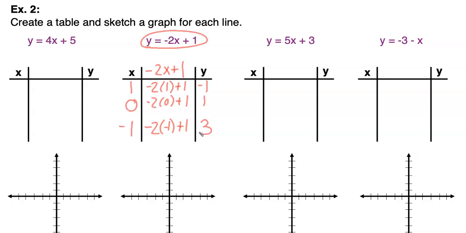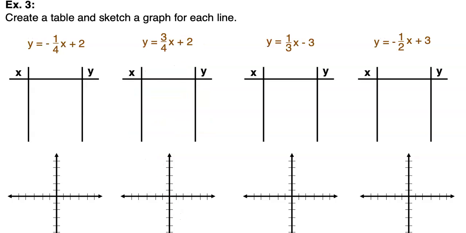So I'm going to graph those. 1, -1 would be here. 0, 1 would be about right here. And then -1, 3 would be about right here. And once again, I put this one up a little bit too high. It should be about right there. I am creating a diagonal line again, so that proves to me that that's a linear equation.